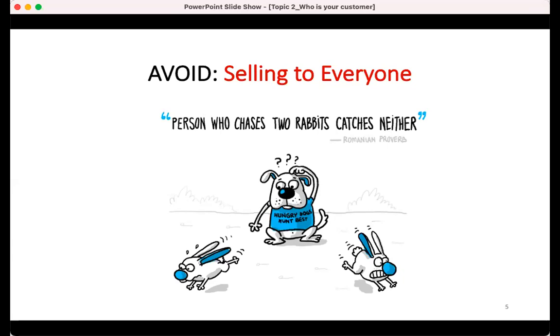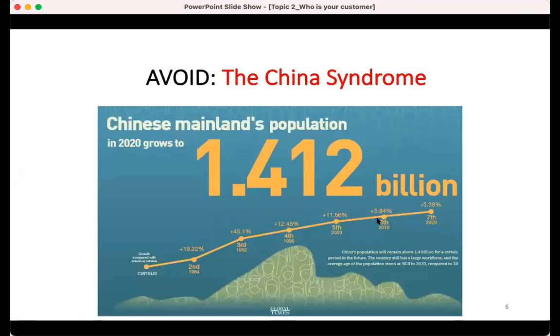I think if you look at this diagram, if we are chasing just 2 rabbits, you can catch neither, right? So if you are chasing multiple rabbits, I don't think you end up being a dominant player in that particular market segment. So you have to be very, very clear about who your ultimate customer is, and you just go after that rabbit, right?